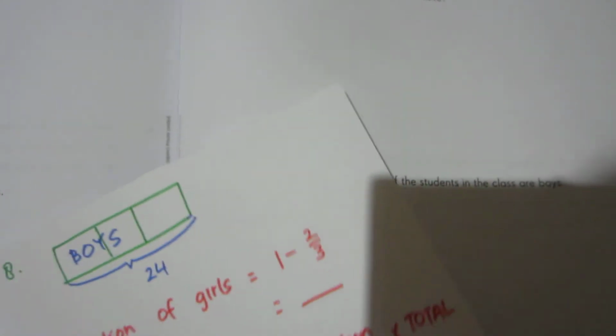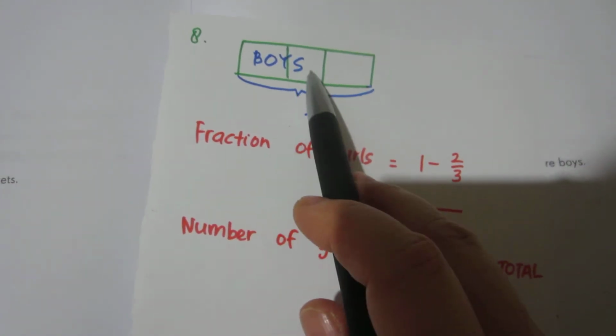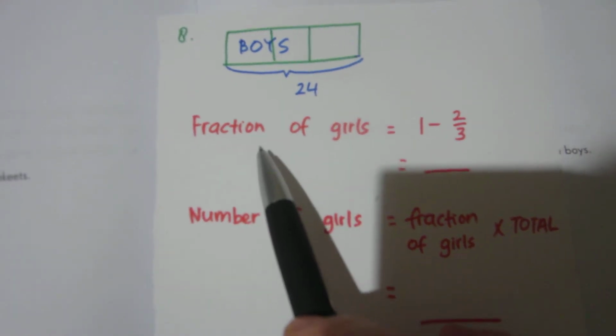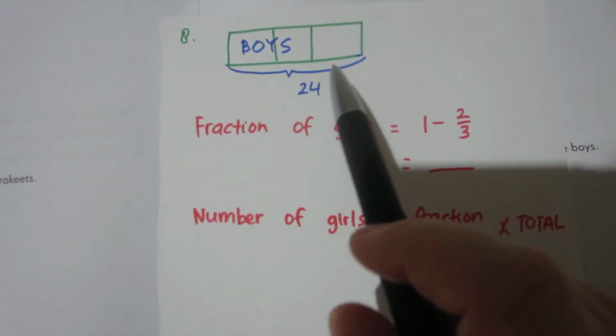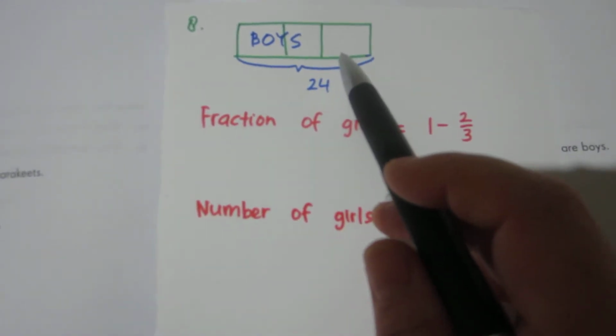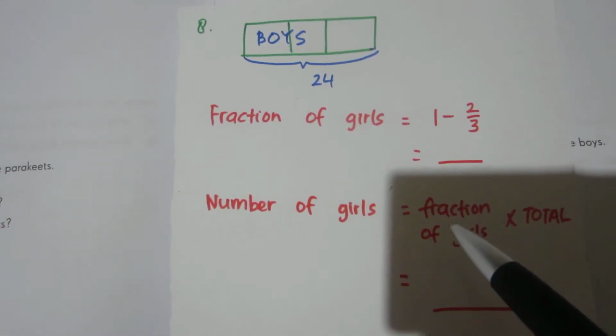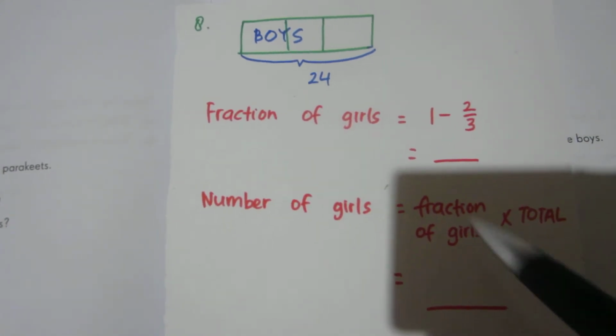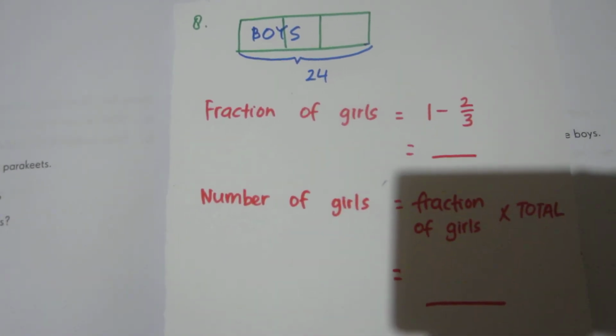Move to number 8. There are 24 boys in class. 2/3 of the students are boys, and how many are girls? So 2/3 are boys, and only 1/3 is a girl. How to find? First, you need to find the fraction of the girl. 1 minus 2/3, and then you get the girl's fraction. Now, the number of the girls will be the fraction of the girl that you just got, multiply the total, which is 24.